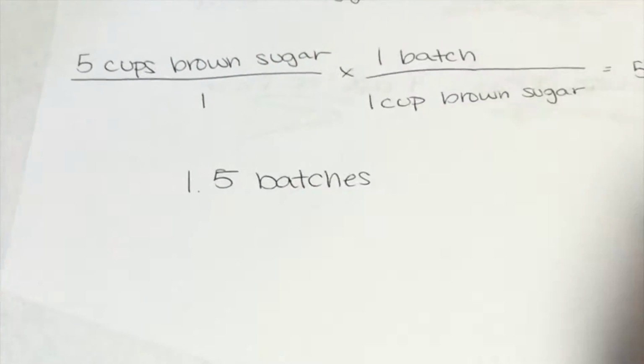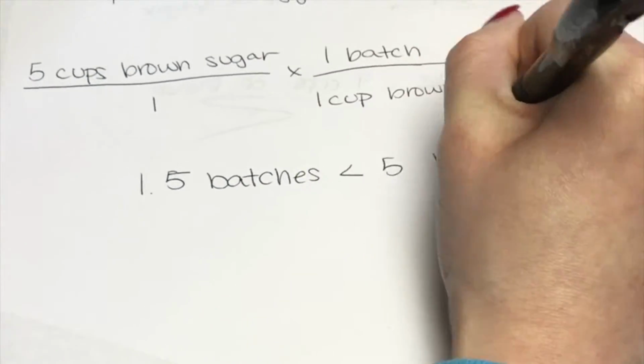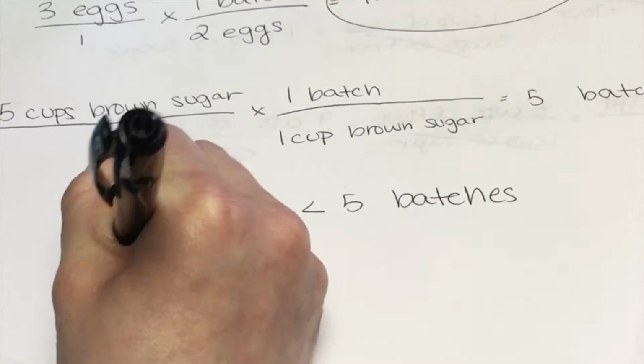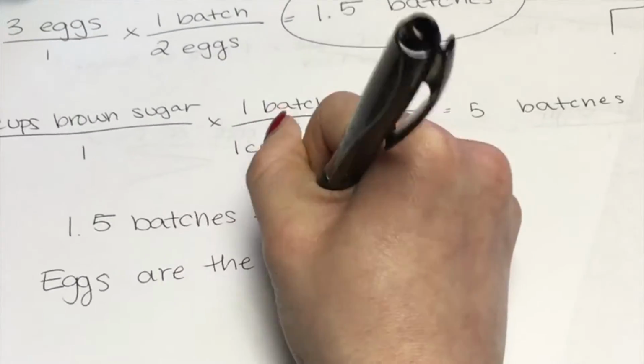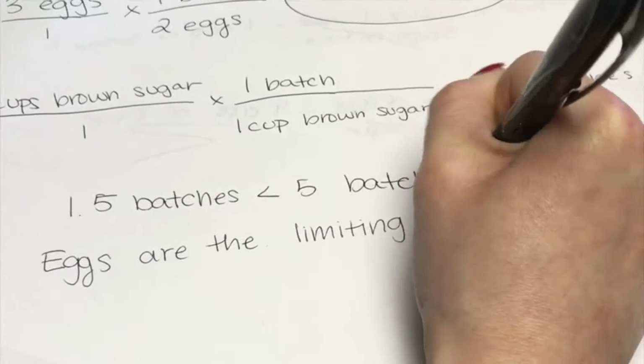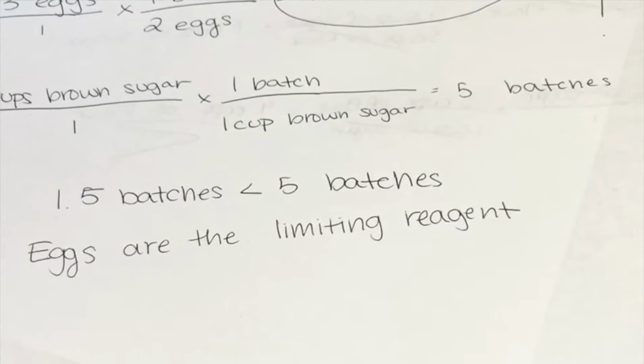We can make 5 batches of cookies with the brown sugar we have. However, we can only make 1.5 batches of cookies with the eggs we have. Therefore, eggs are the limiting reactant, and we can only make 1.5 batches.